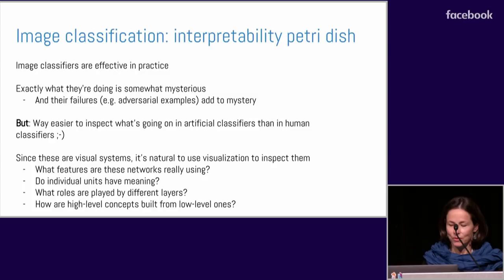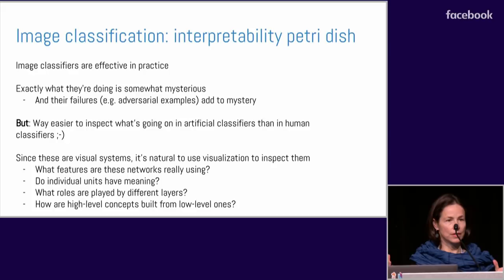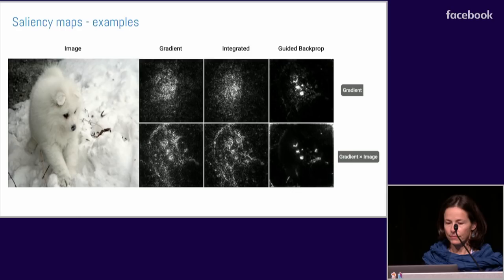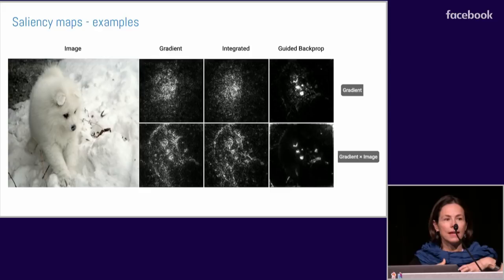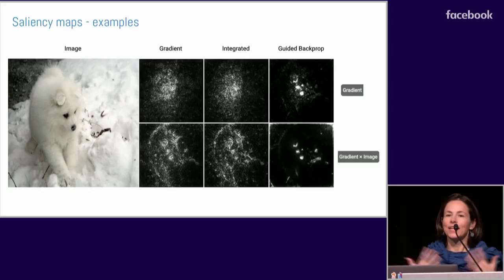What roles are played by different layers of the network? So if you start taking into account the architecture of the network, and then how are high-level concepts built from lower-level concepts, okay? So one of the first things and one of the most ubiquitous things that we see are saliency maps, right? And these are those kinds of maps where you were trying to understand which pixels are the most relevant for some classification. And there are a number of different methods for getting at saliency maps. And some of them are looking at gradients, integrated gradients. You can have your pick. There are many, many different versions of saliency maps.